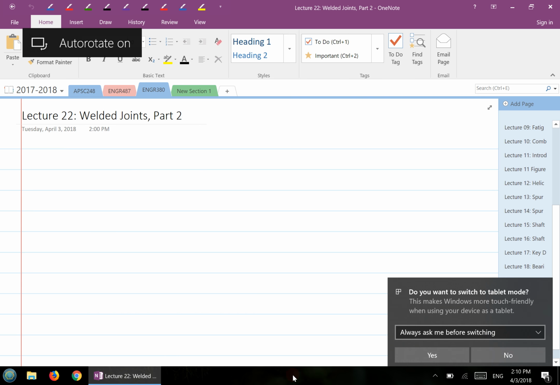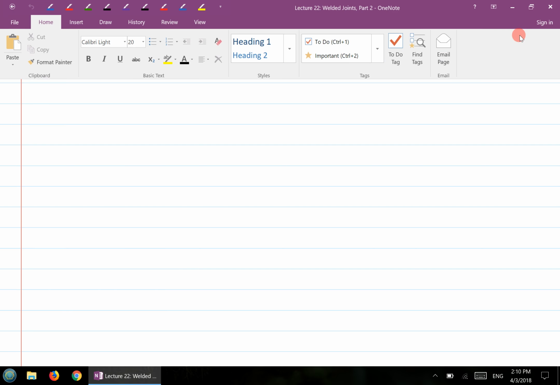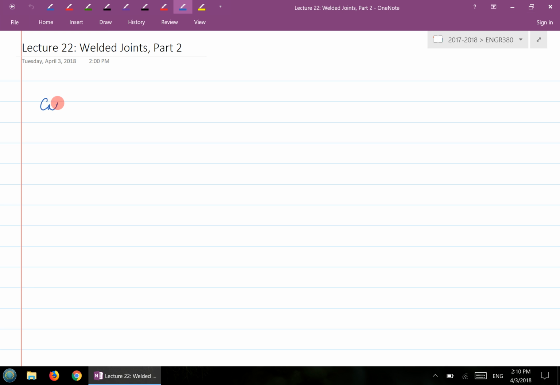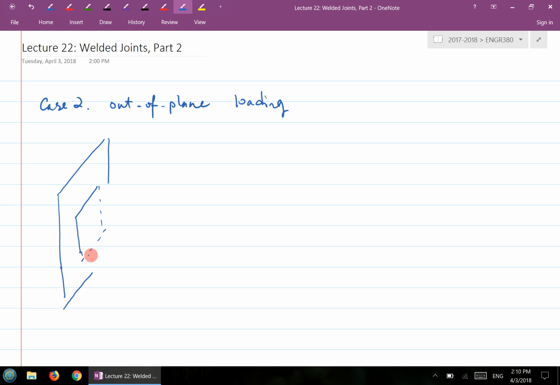So let's take a look at the second one, which is the out-of-plane case. Case number 2, the so-called out-of-plane loading condition. I'll explain what out-of-plane means at the beginning. Let's say you have a wall or a plate, and we have a tube. We want to weld it onto a base plate. So here is the structure, and we want to weld the structure to the base plate here.